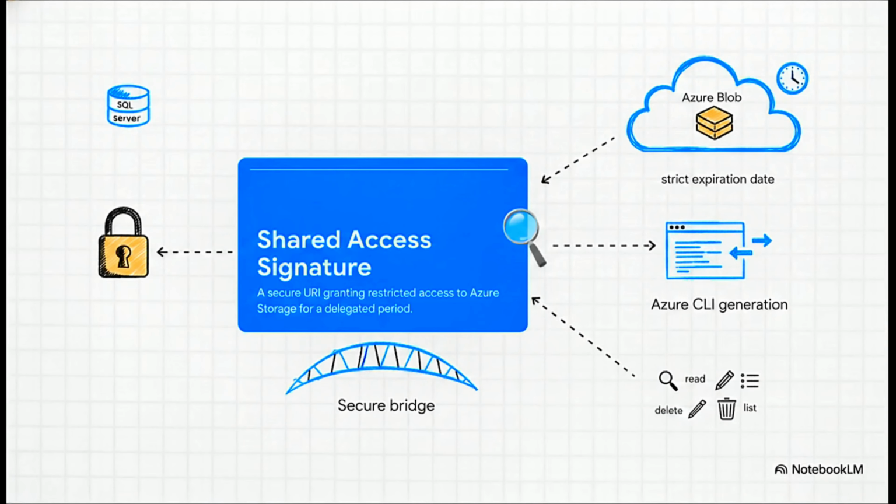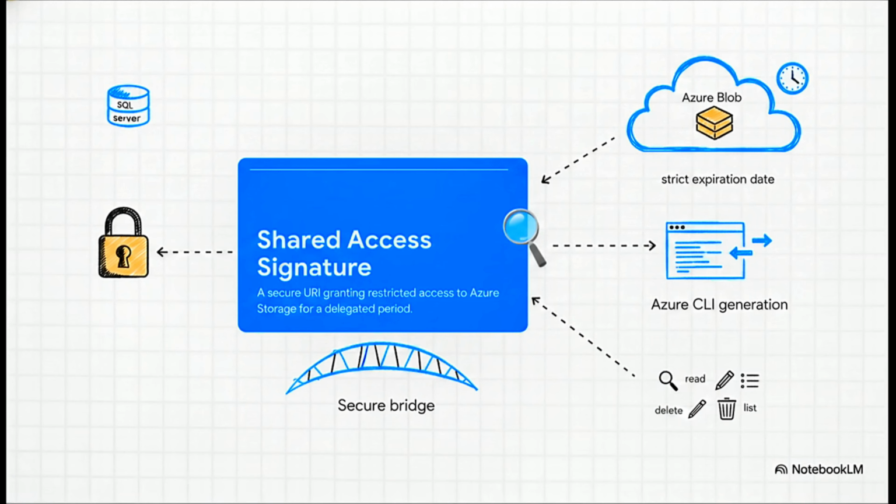Now, before we look at the SQL code itself, we have to talk about SAS tokens. A shared access signature is strictly required to securely bridge our SQL server to Azure Blob Storage. We literally never want to hard-code our primary storage account keys directly into SQL Server. Never. Instead, we use the CLI to generate a SAS token specifically for our backups container.